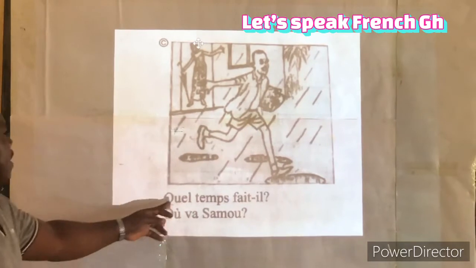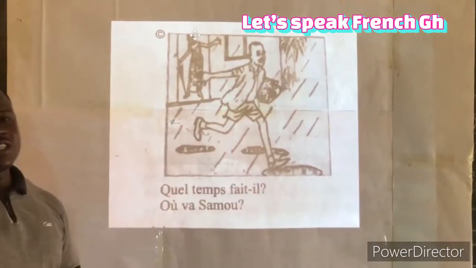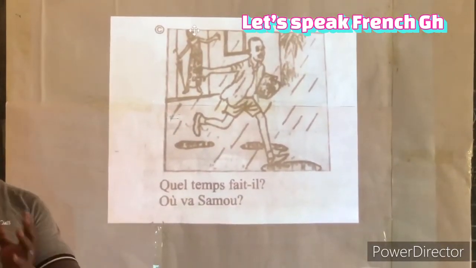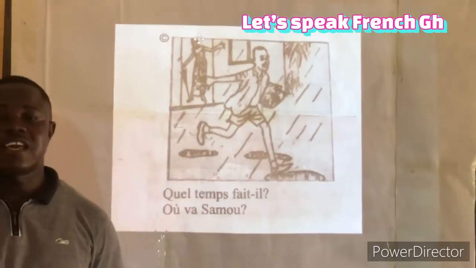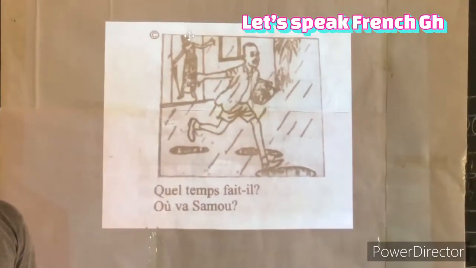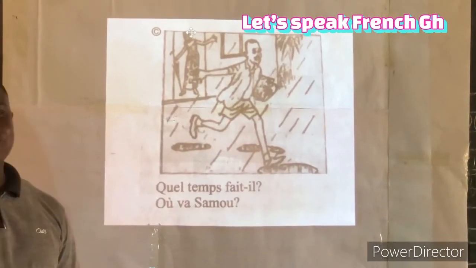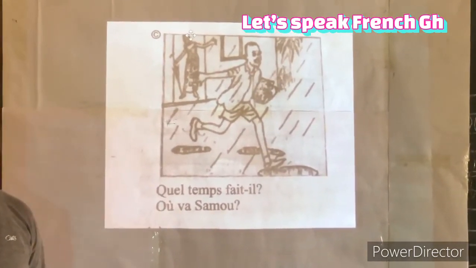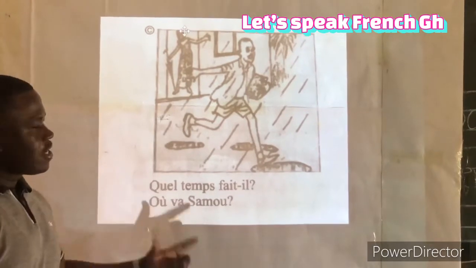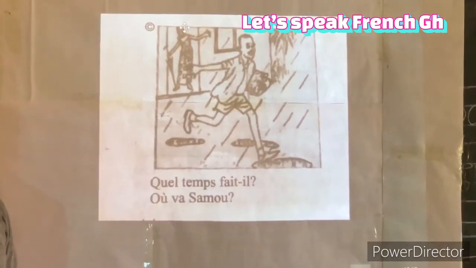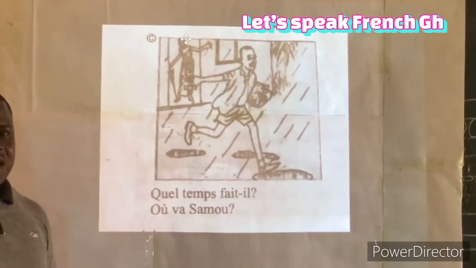All right, so, quel temps fait-il? What is the weather condition? The answer is, il pleut. If you want to say it is raining, you simply say, il pleut. I have a short video on this, il pleut. You can also watch that one in blue.